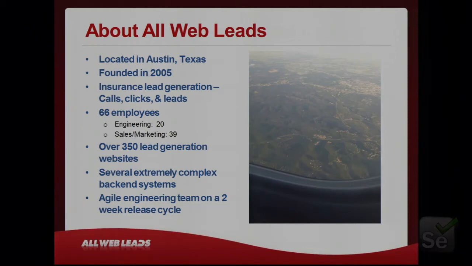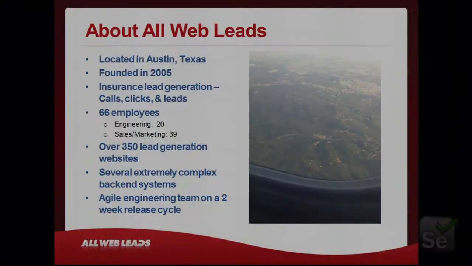Those are calls, and that is a consumer shopping for insurance online. They fill out one of our forms, and somebody from our call center calls them almost immediately, verifies their information, and then connects them over the phone with an insurance agent looking to sell insurance to them. We also deal with clicks, and that's outbound advertising traffic. And then leads are traditional sales leads generated online, connecting consumers that are looking for insurance with the agents looking to sell insurance to them.